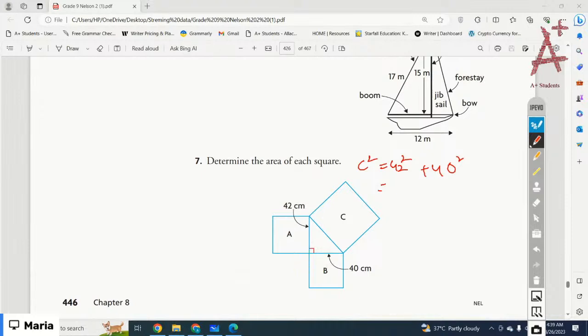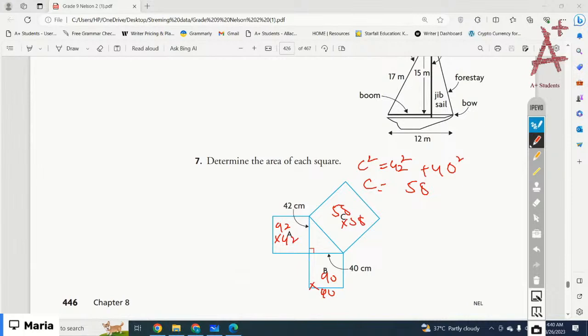1764 plus 1600, that equals 3364, and the square root of 3364 is, that means the side length is 58, right? The C is 58. You can calculate the area for this one. 42 times 42, 40 times 40, and 58 times 58, right? Because all of the other shapes are square.